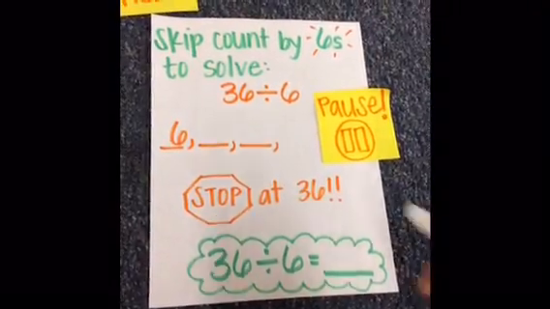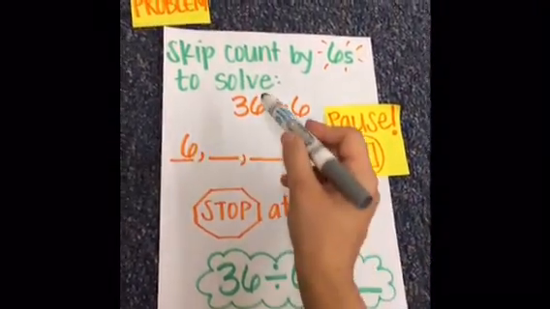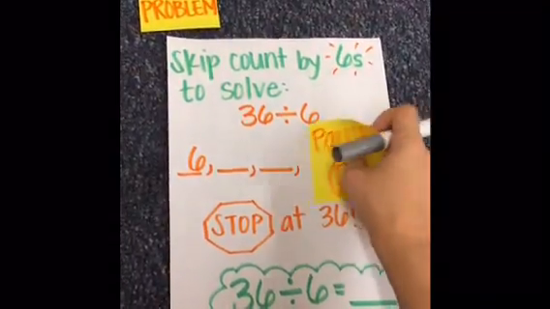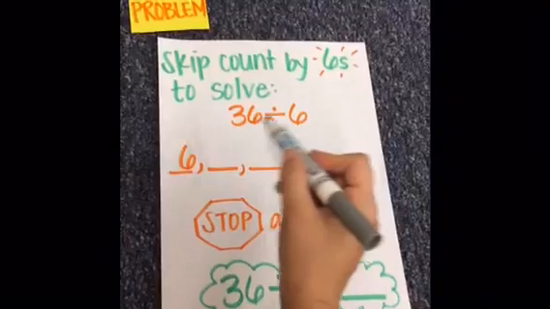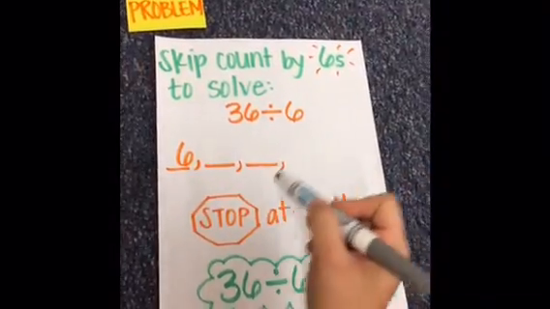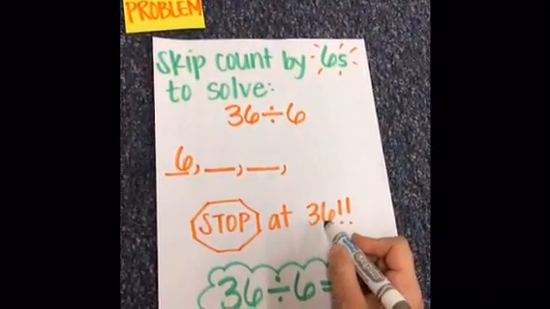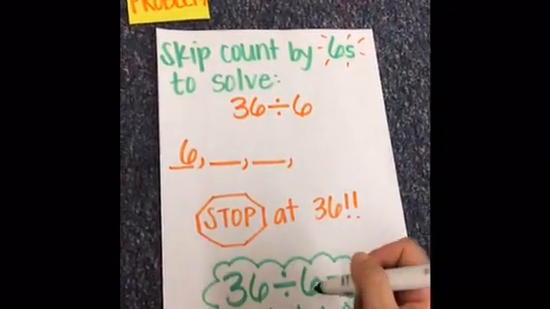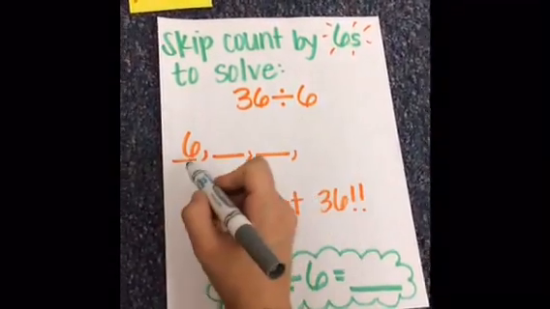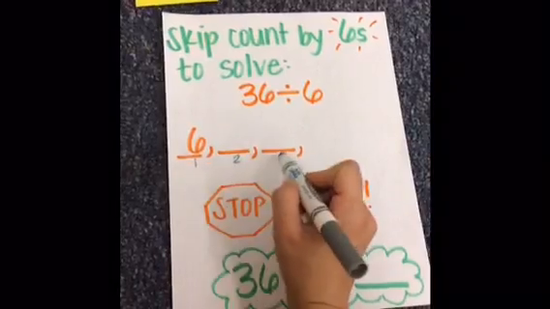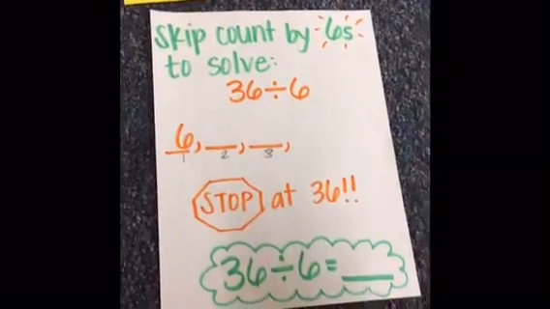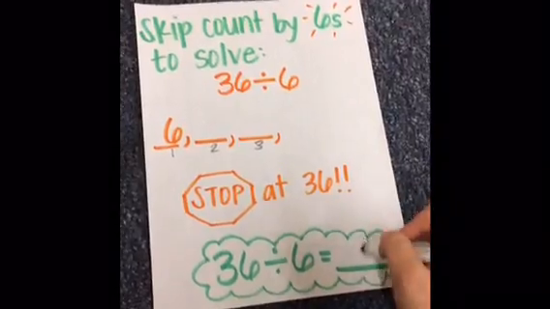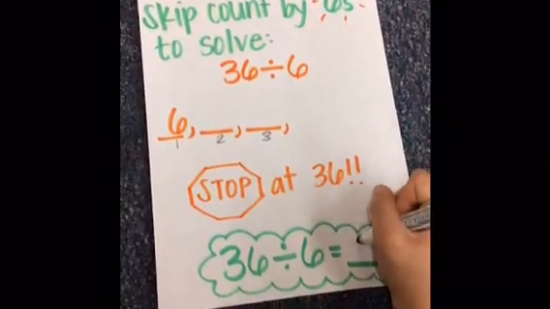Okay. So, you want to stop when you get to 36. You're skip counting by 6s. Skip count by 6s, so keep adding 6 until you hit 36. When you hit 36, stop. Then count up how many times you counted. So you counted 1, 2, 3, 4. How many times did you have to skip count before you hit 36? And that answer goes right here.